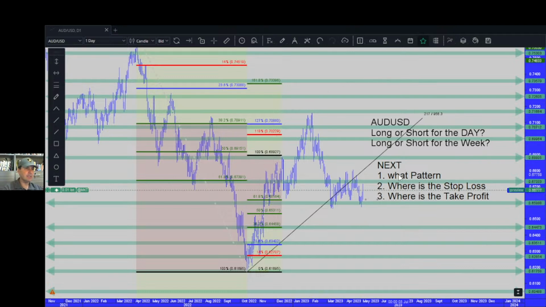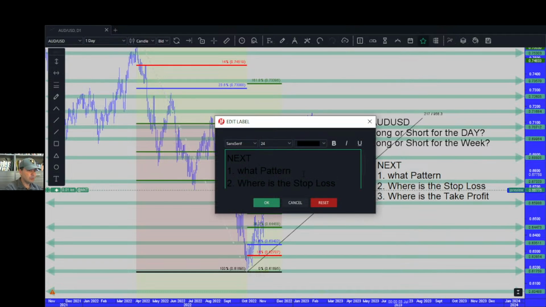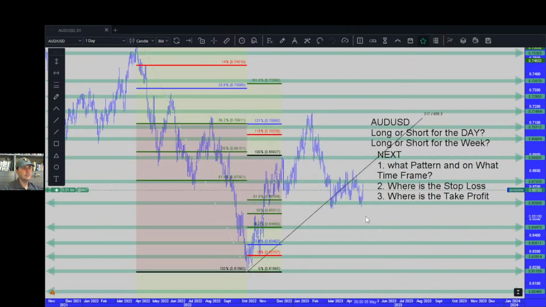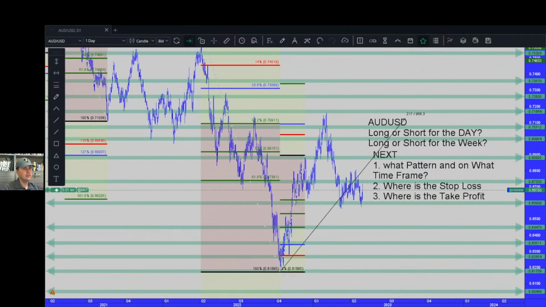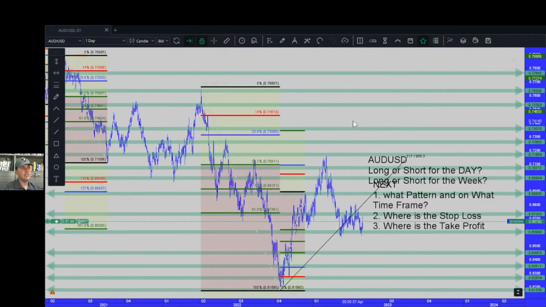My bad, right? I didn't say it. So what pattern and on what time frame? My bad, everybody. What time frame? All right. Fibonacci's next week.